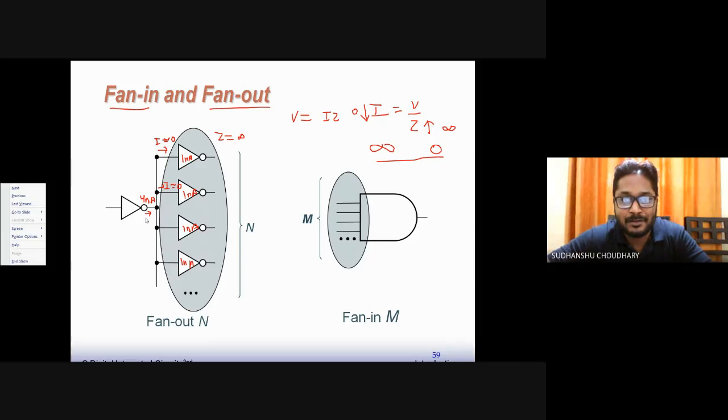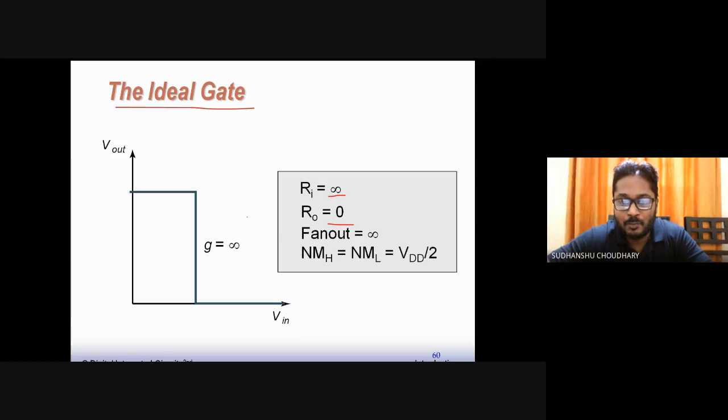So that means obviously if I have this, then I can drive more fan out devices, because my output impedance of this gate is 0. So obviously I have very large current available at the output of this gate, and I can connect more logic gates at the output. That is why we say that the output impedance should be 0 and input impedance should be infinite, and fan out should be infinite, so that more devices or more gates can be connected at the output, and the high and low noise margins should be equal to VDD by 2, so that it can cover the entire transition region, so that the circuit never fails.